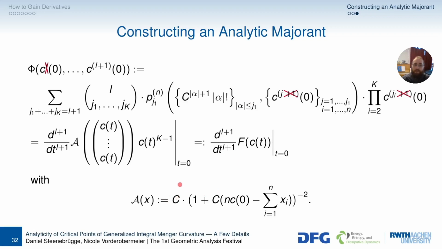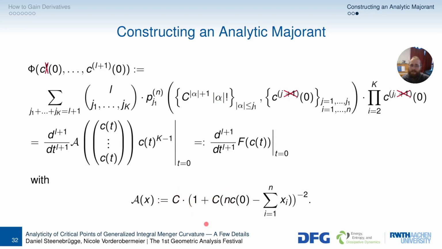And it really looks like this. We take c times 1 plus the same c times n times small c of 0, so the analytic majorant in the end, minus the sum of the entries to the minus 2. And the nice thing is with this to the minus 2, if you differentiate it, let's say alpha times, you get an alpha factorial here. And using this c, you get a c to the alpha, then this c we have c to the alpha plus 1. So that's very nice.